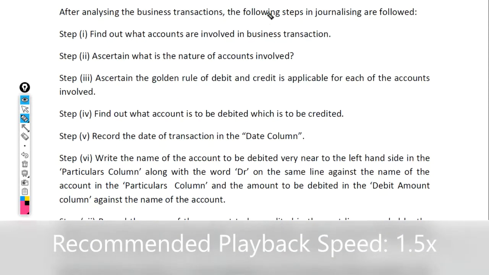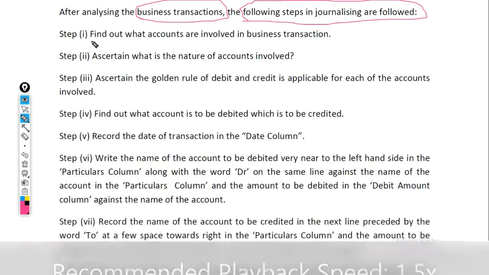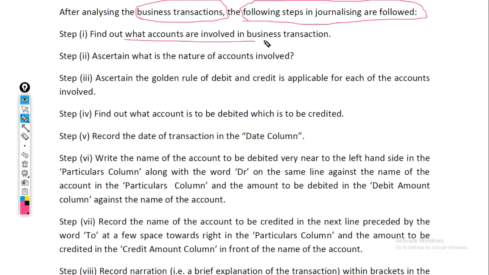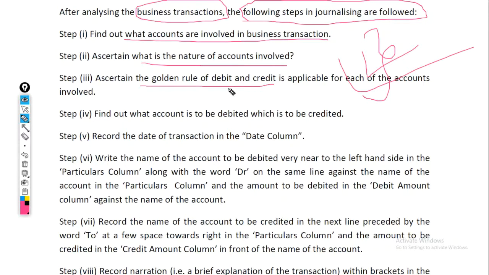Right here I have with me the steps that we need to create a journal entry. These are more systematic steps than the ones we created in the last lecture, that is our cheat sheet. Whenever a business transaction occurs, we first have to find out what accounts are involved in the business. Second, what is the nature of those accounts involved. Third is the golden rule of debit and credit. We have these steps in our cheat sheet and we'll be following them everywhere to create a journal entry.